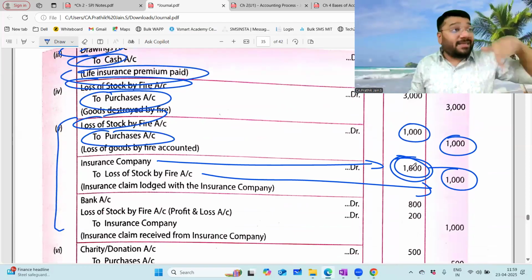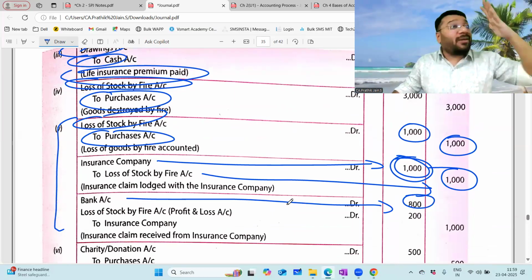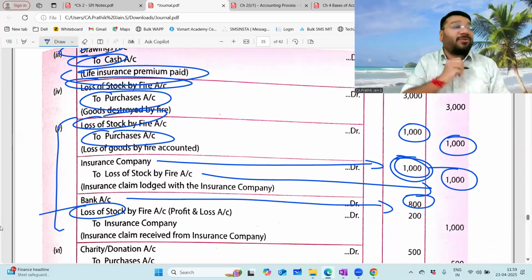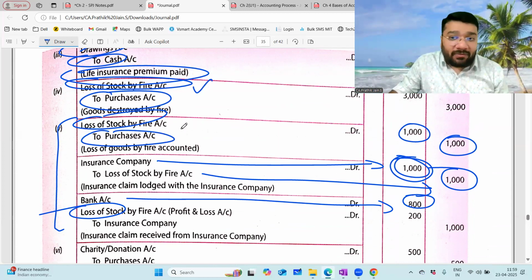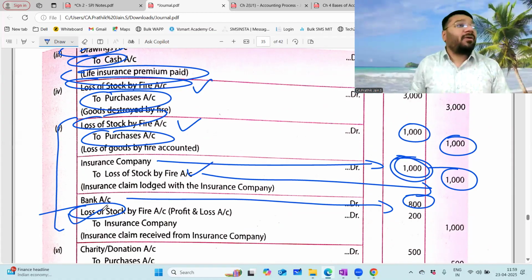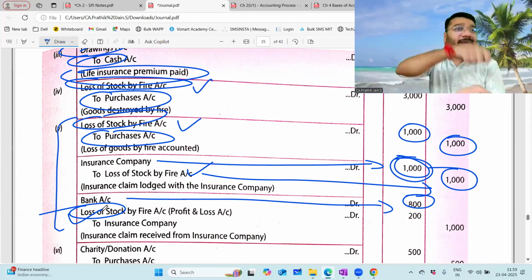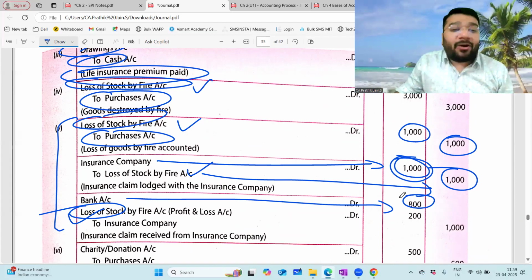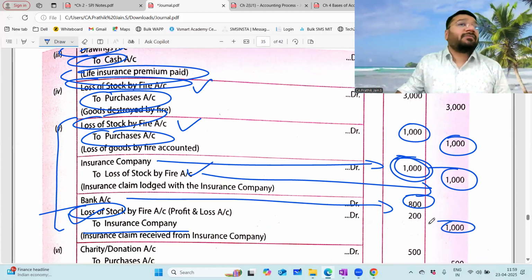And on the day when the money is received, what are they doing? Bank account debit 800, remaining 200 is not coming. No, again they're recreating the loss account, which means what? They created the loss account once here. They closed the loss account here. Again, they have reopened the loss account here. What a donkey fellow. Khichdi is going again and again. So bank account debit 800, loss of stock 200, to insurance company 1000 rupees.